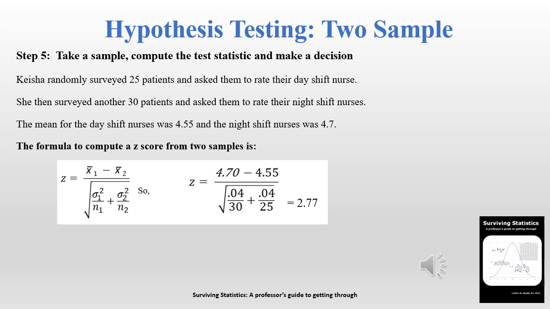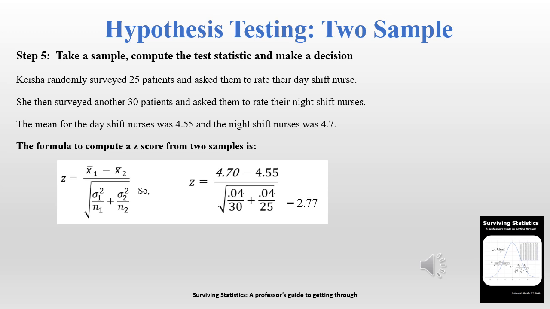All right, the 5th step is to take a sample, compute the test statistic, and make a decision. So, Keisha randomly surveyed 25 patients, and she asked them to rate their day shift nurses. She found another randomly selected 30 patients and asked them to rate their satisfaction of their night shift nurses. Well, the mean for the day shift turned out to be 4.55, and the mean for the night shift turned out to be 4.7. So at first glance, she's thinking maybe that her hunch is correct. So she decides to go ahead and compute the Z-score and make a decision.